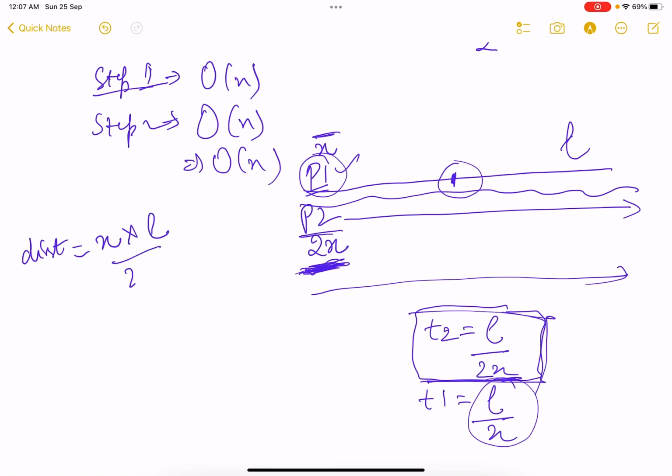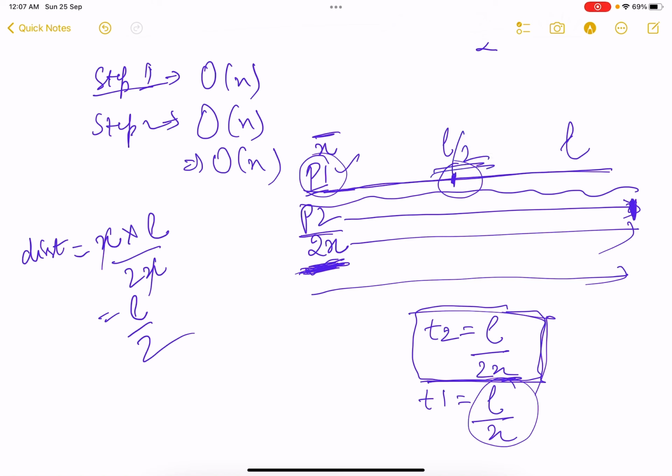So this is L by 2x. The x cancels, so that is L by 2, right? That means if p2 is covering L distance in time t, then p1 is obviously taking just double the time. So when p2 reaches L, p1 will reach L by 2, right? This is the basic mathematical solution that I wanted to show.